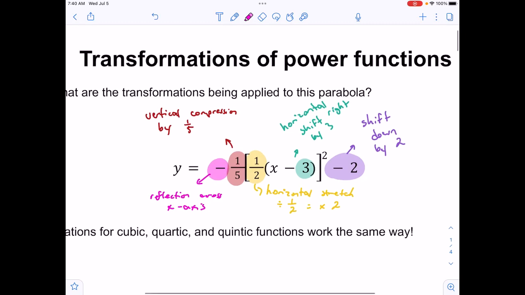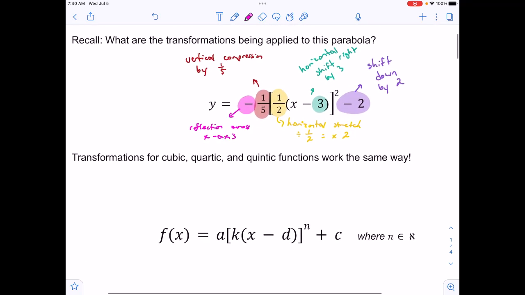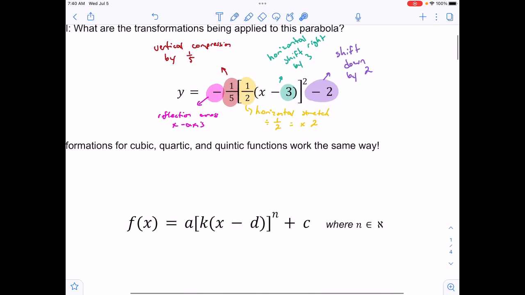So, transformations for higher degree power functions. Remember, a parabola is just a power function. It's just got an exponent of 2. And we're going to be looking at cubic functions, which have an exponent of 3, quartic functions, which have an exponent of 4, and quintic functions, which have an exponent of 5. And everything works the exact same way in terms of the transformations.